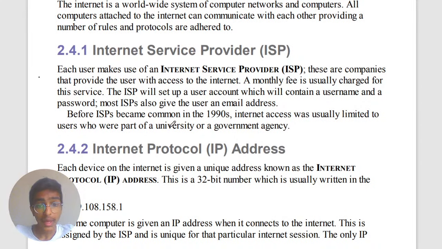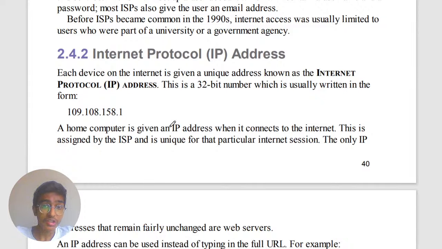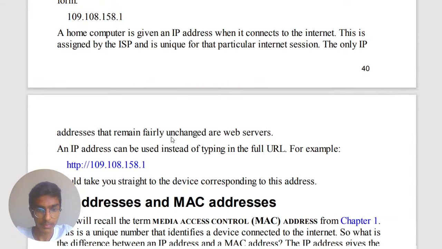Then we have the IP address. The IP address is a unique address, the Internet Protocol address. It's made up of 32-bit numbers, and a home computer or phone is given an IP address. It is assigned by the ISP, the Internet Service Provider, and is unique for each internet session.